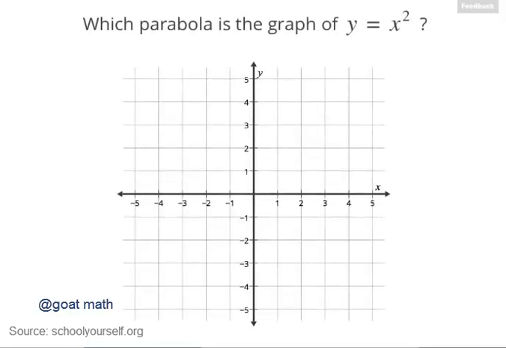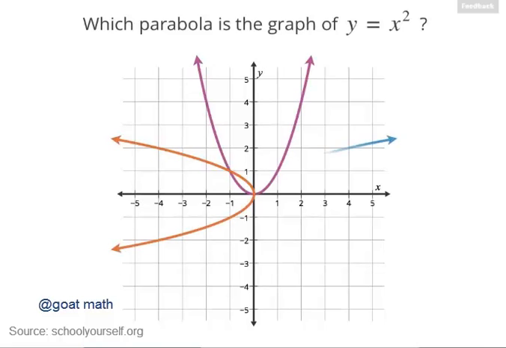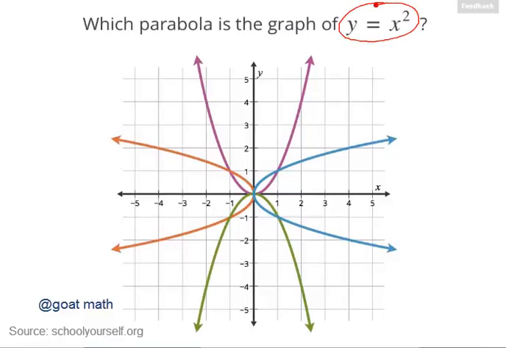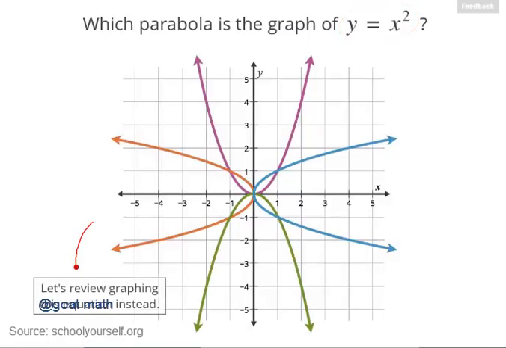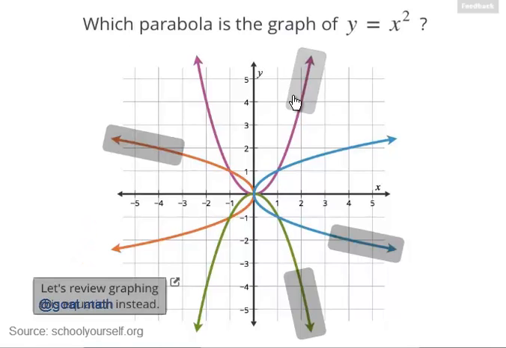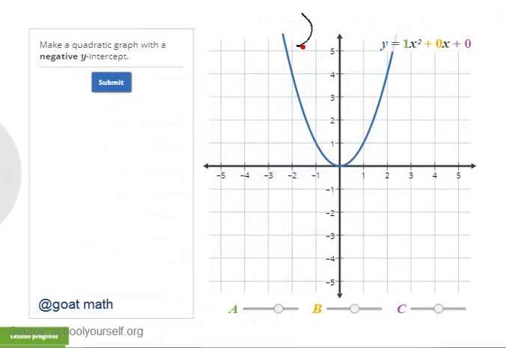To get started, let's draw four parabolas, each facing a different direction. Now, which of these is the correct graph for the equation y equals x squared? And if you'd like to review, click down here instead. Exactly, so here's the graph for y equals x squared.